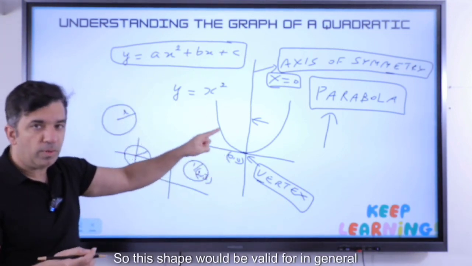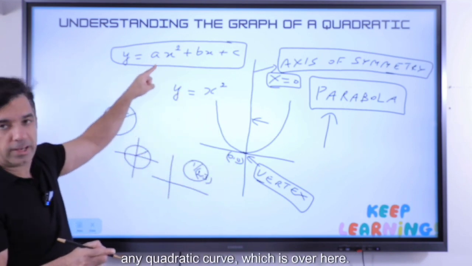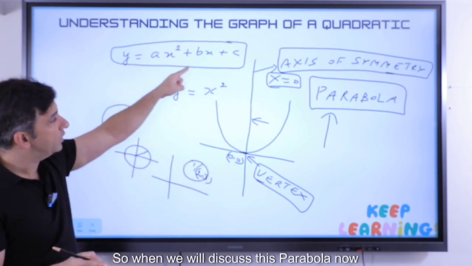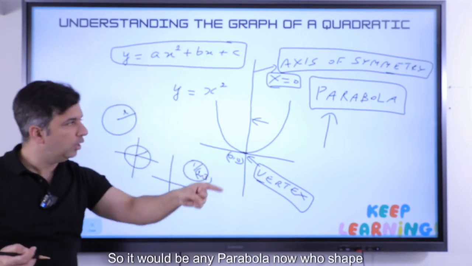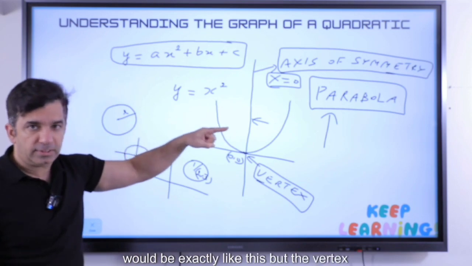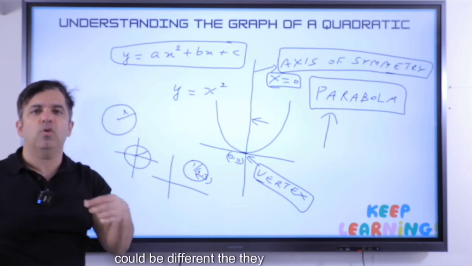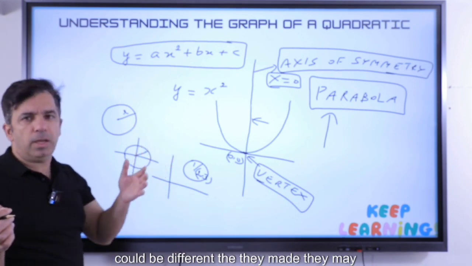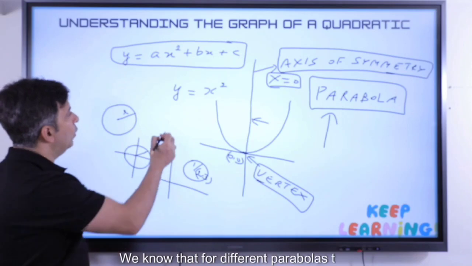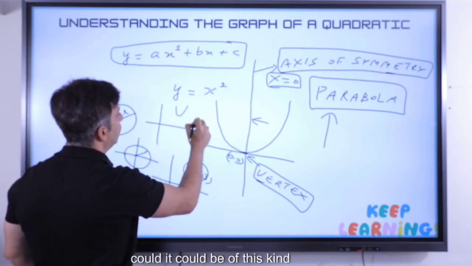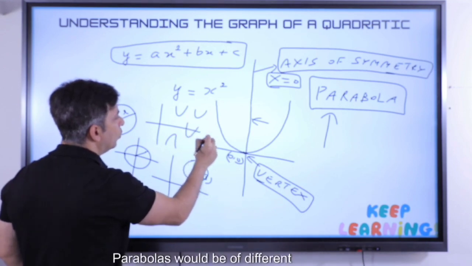So this shape would be valid in general for any quadratic curve. When we discuss a parabola now, it would be any parabola whose shape would be exactly like this, but the vertex and the axis of symmetry could be different. They may be the same for certain parabolas, but the sense is important. Different parabolas would be of different categories.